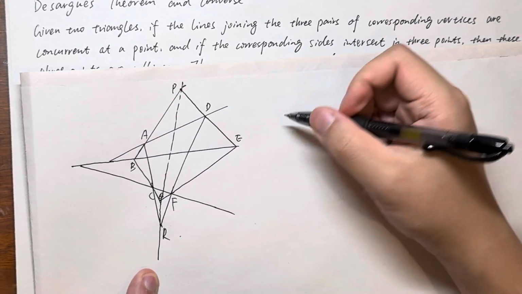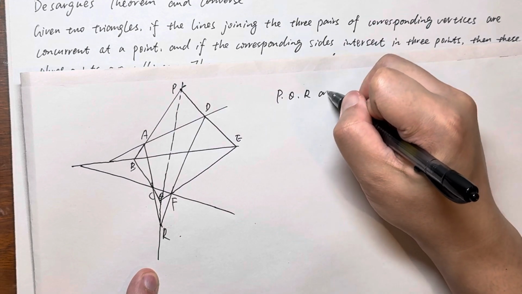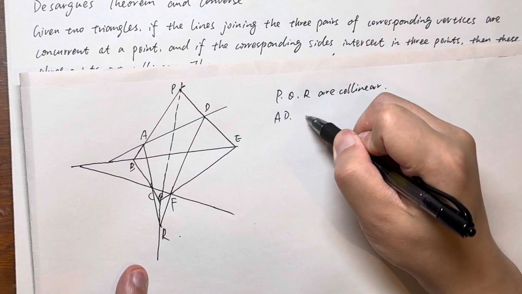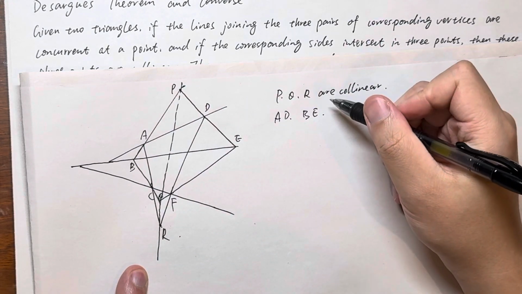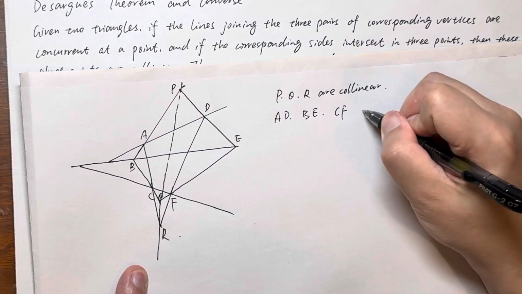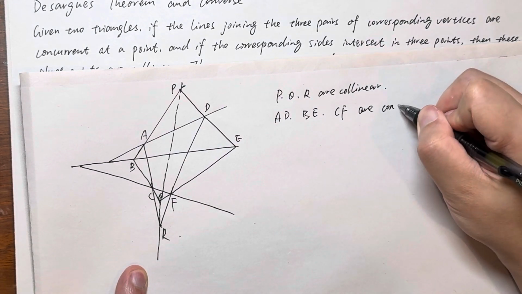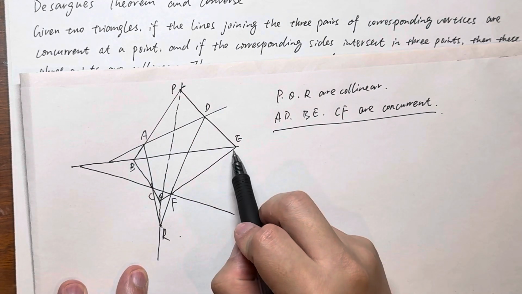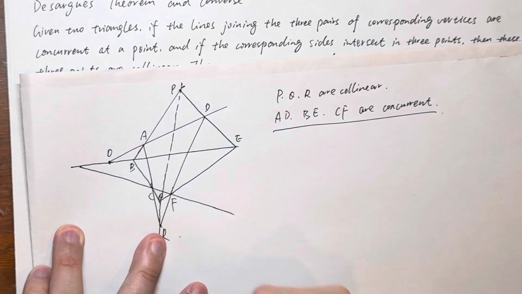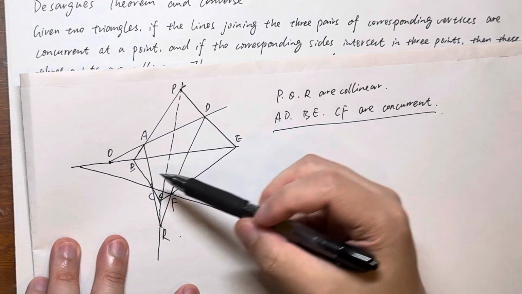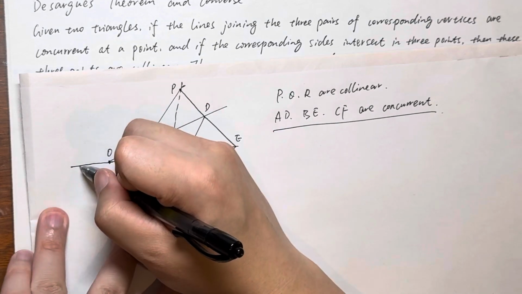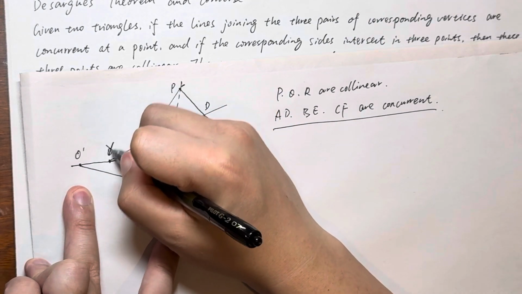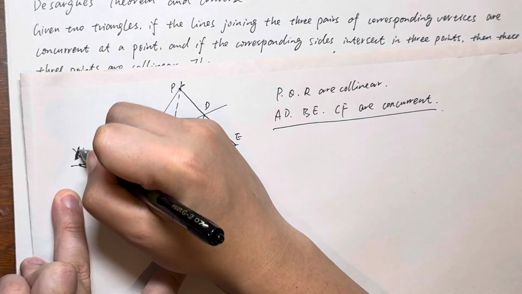We know these 3 points are collinear. P, Q, R are collinear. Now we want to prove that AD, BE, and CF are concurrent. We want to prove this, right? So we assume that AD and BE meet on point O, and BE and CF meet on another point O prime. Actually, let's still use X, okay? X and X prime.